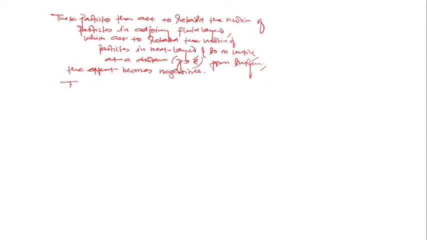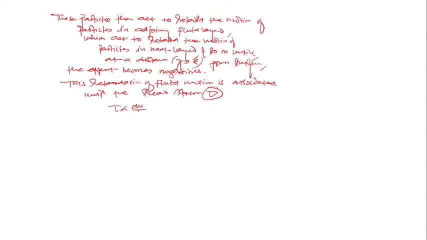Okay, and this retardation of fluid motion is associated with the shear stress, tau proportional to du upon dy, and tau is equal to mu into du upon dy. So when there is a gradient in the velocity, that causes the stress.